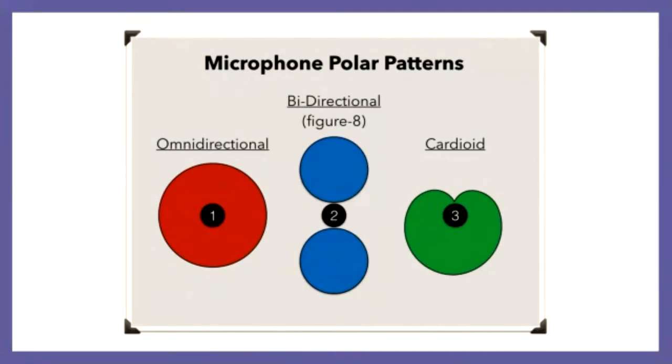An omnidirectional microphone picks up sound all around the microphone, in any direction. Then number three, the cardioid, is one of the fairly common ones. Both the SM57 and the SM58 are cardioid. It picks up in front of the microphone and not behind the microphone.